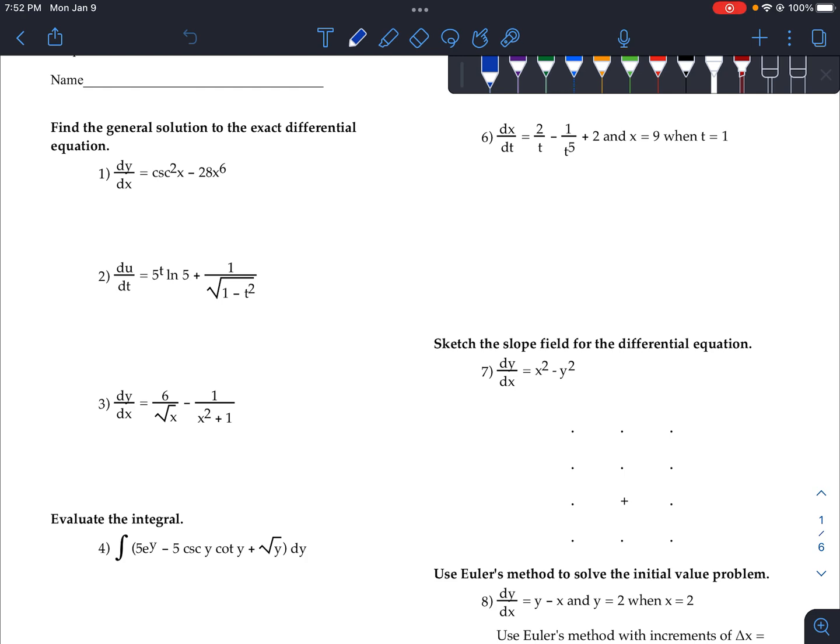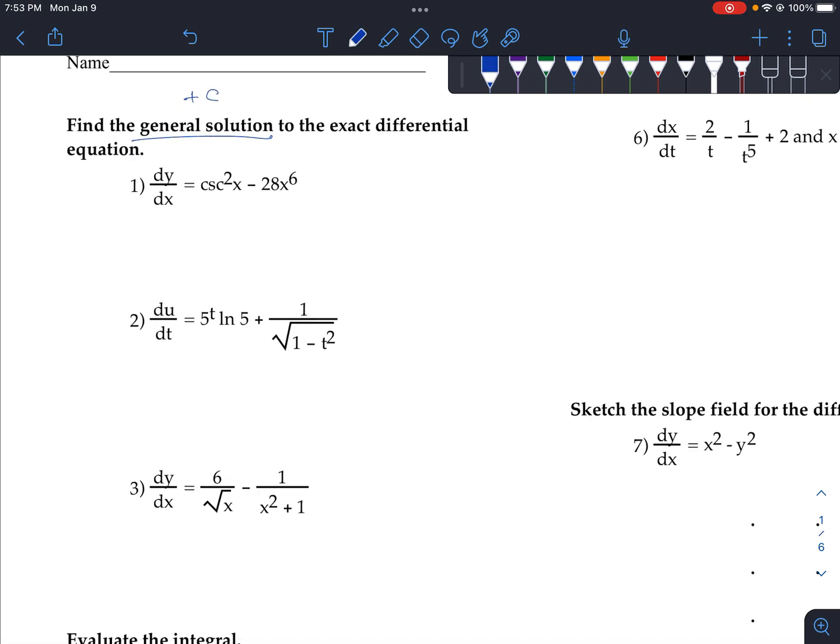The first couple questions really are just using antiderivatives, and you'll see a couple of these on the test. So for number one, when it says find the general solution, remember that you should be looking to have plus c at the end of your answer. And exact differential equation just means here's an equation that's a derivative.